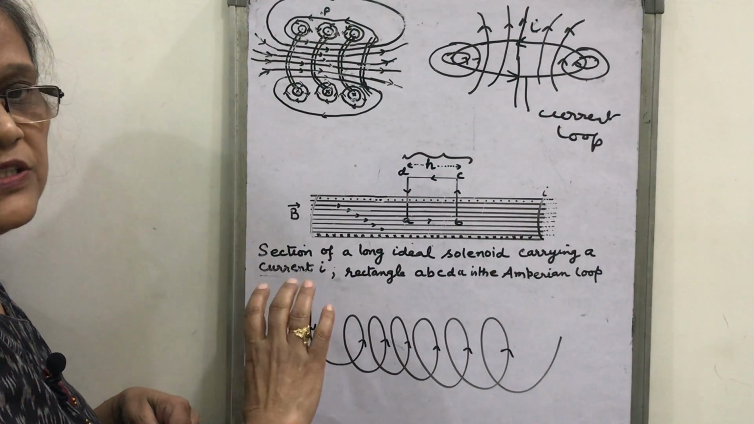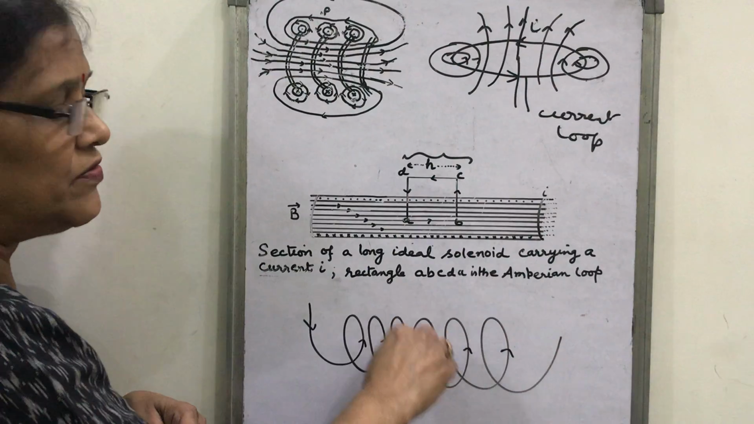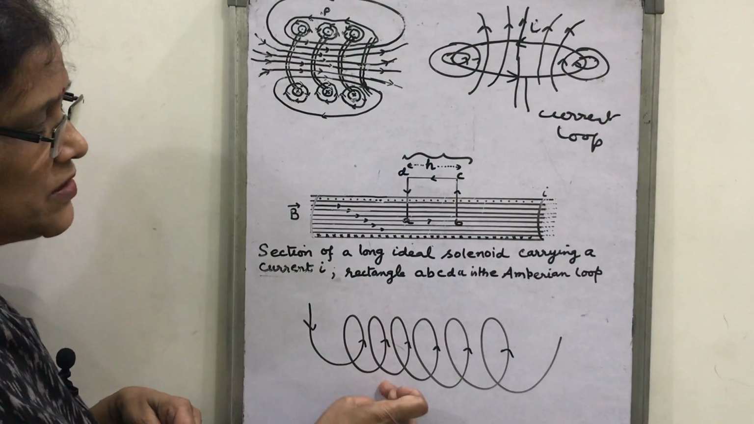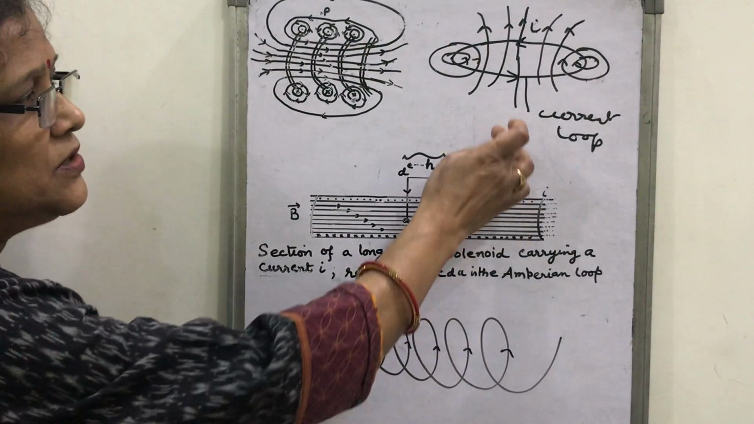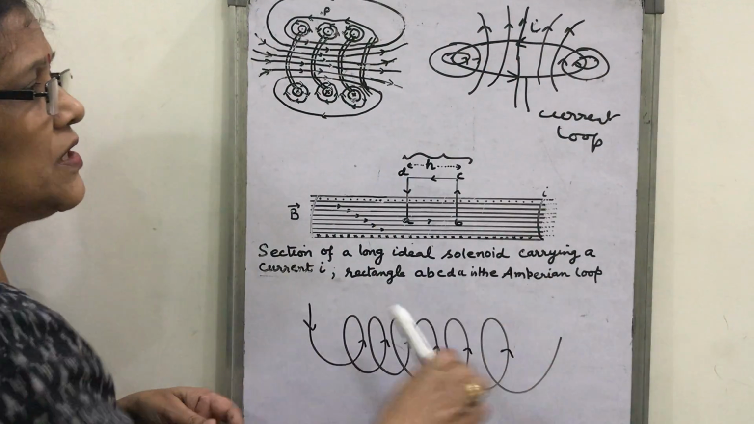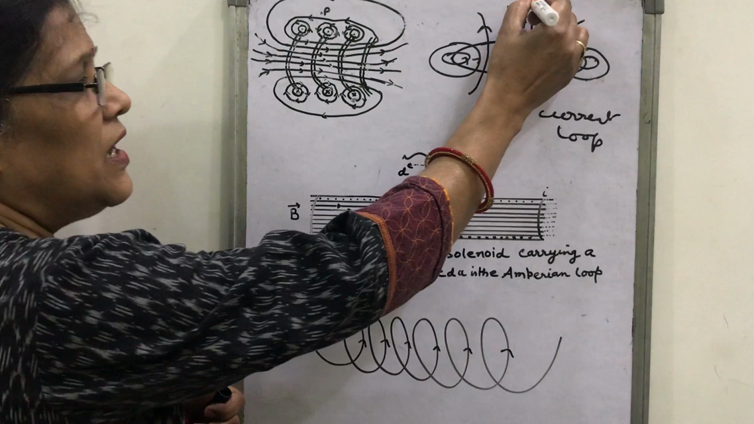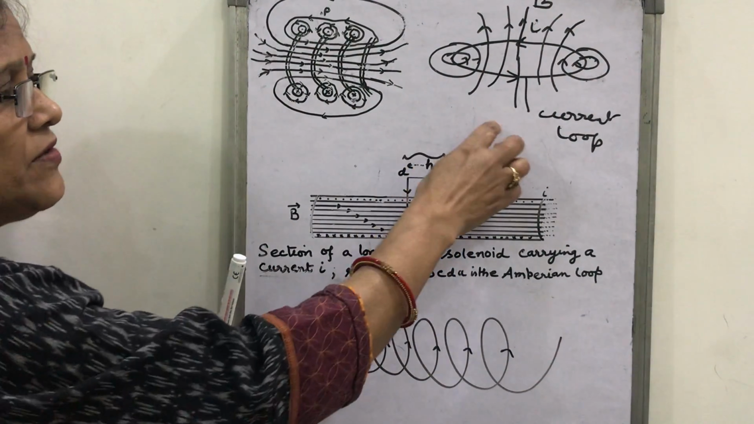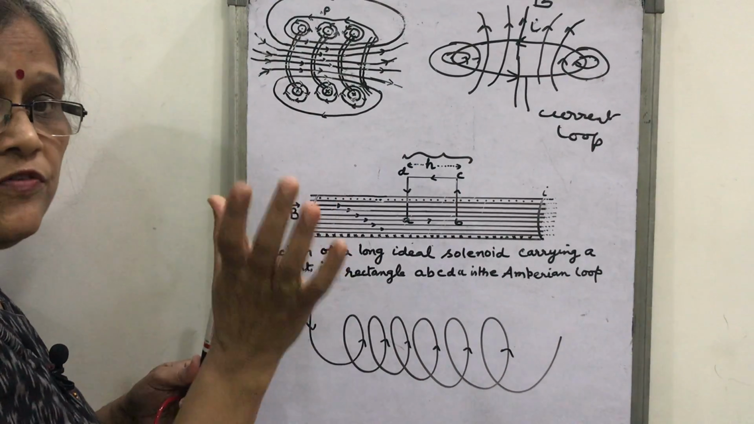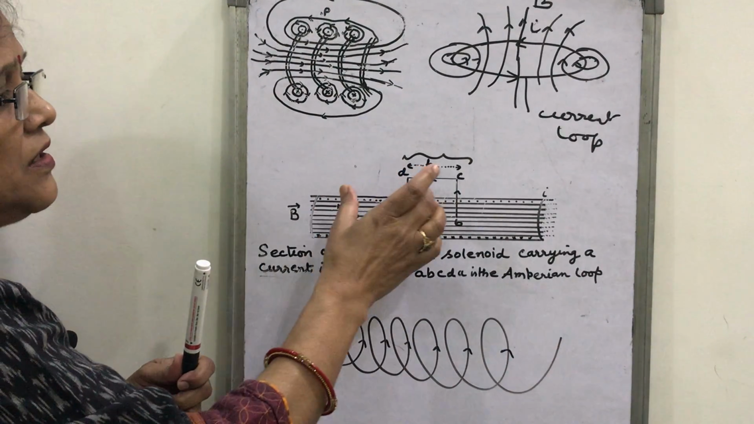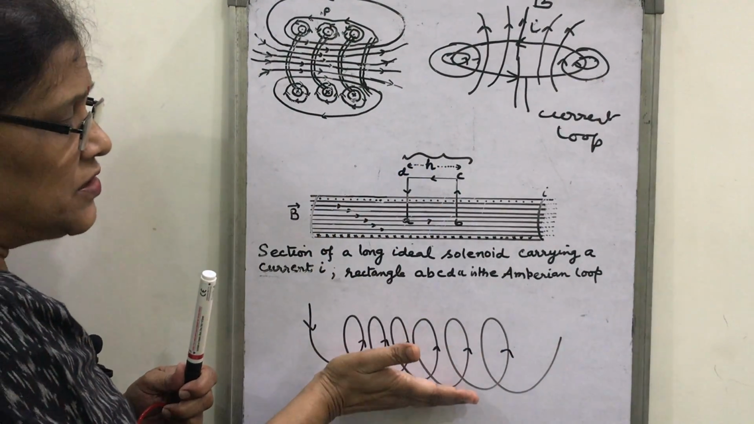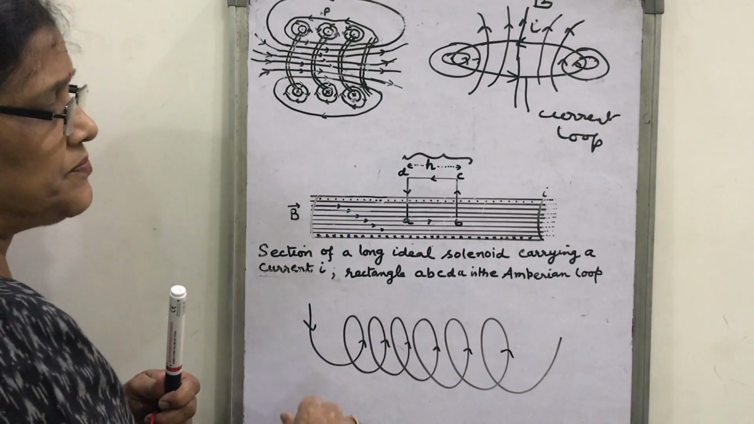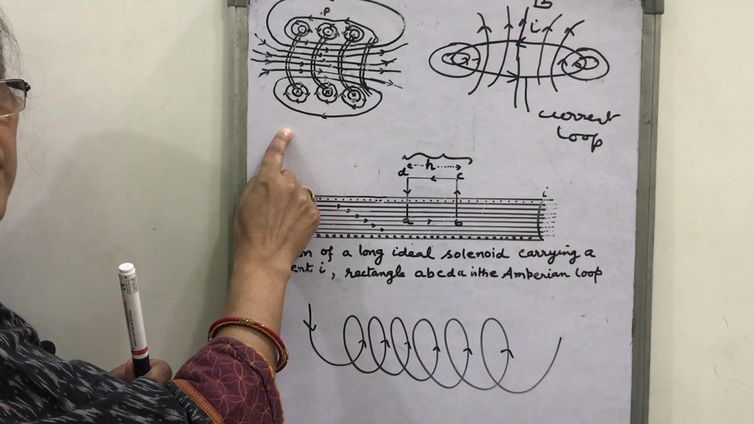Today we will discuss the magnetic field of a long solenoid. A solenoid is made of many circular loops. I have shown the magnetic field of a single circular loop, and as per the direction of current, the magnetic field is like this. What we have observed: suppose this is the solenoid, and I have shown its longitudinal section here.